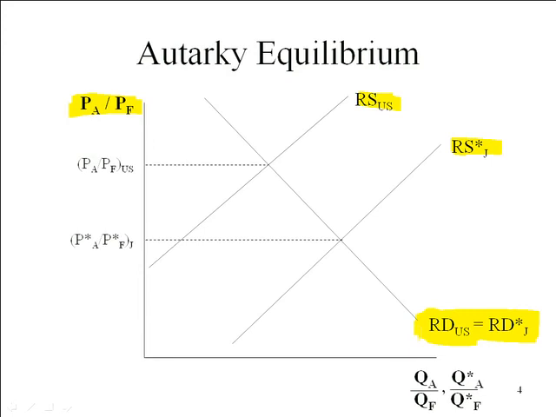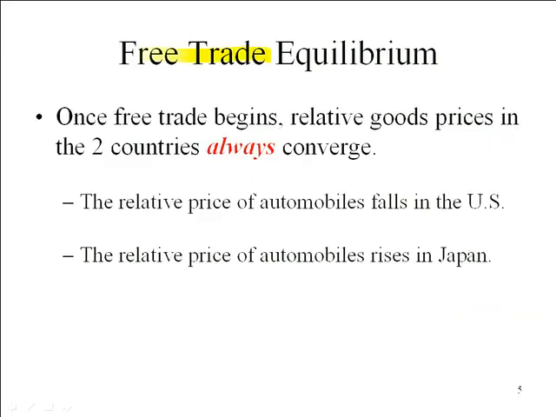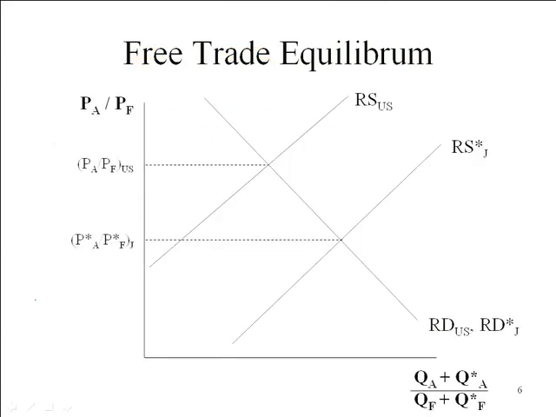So after we have set this up, of course, what we want to do is allow the 2 countries to engage in free trade. We'll see once again that the relative prices will converge. In this case, the relative price of autos in the U.S. falls, and the relative price of automobiles in Japan rises. So back to our relative supply and demand curves, we're going to see some price convergence and we end up somewhere in the middle.